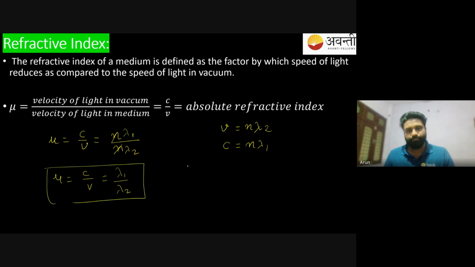Okay. Got it? So this is all about the refractive index that we have.